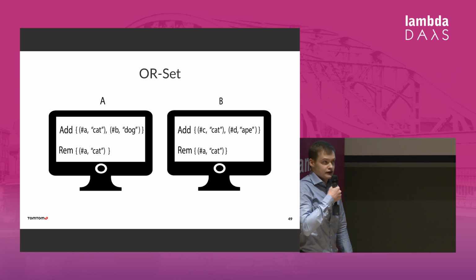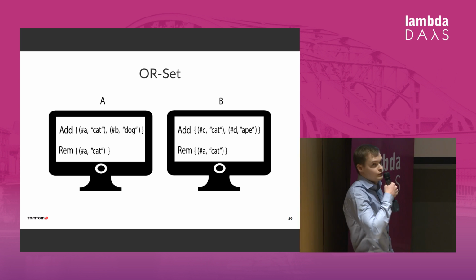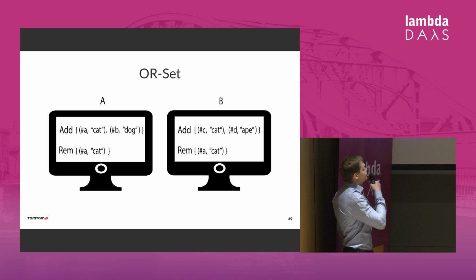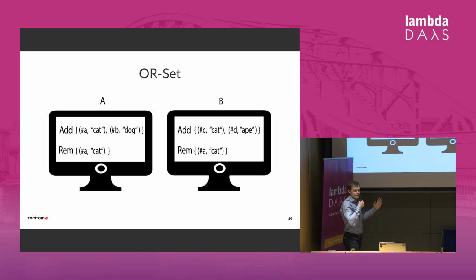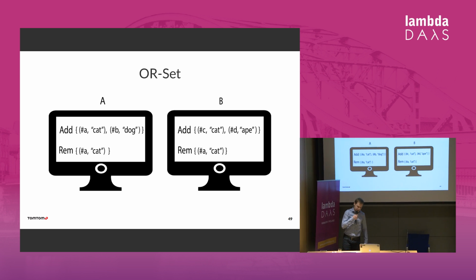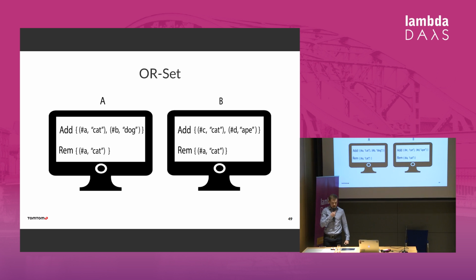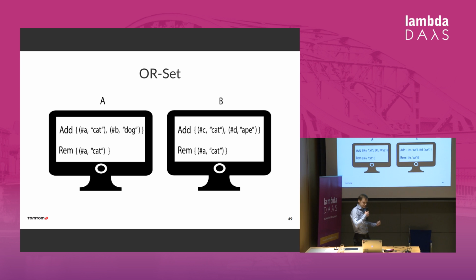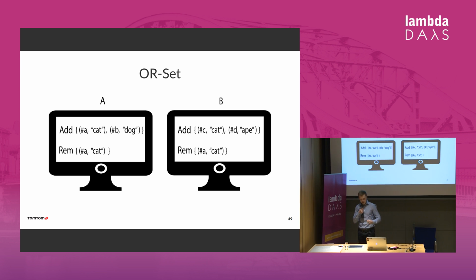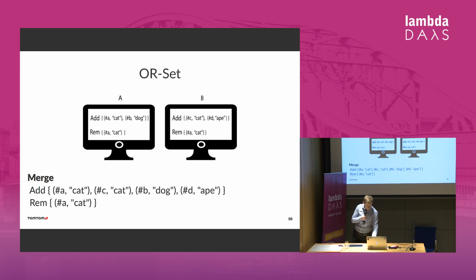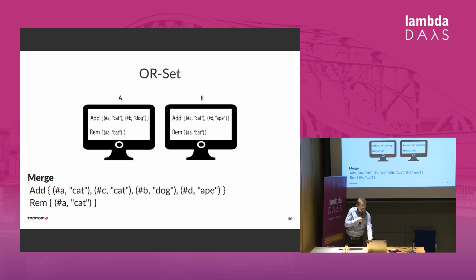So based on that, we can imagine what the lookup function will look like for the OR set. Yes, we basically need to again traverse the add set and find those elements that have tags which are not yet present in the remove set. And basically, that's what we're doing here.